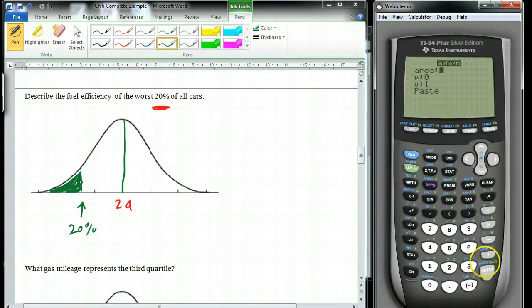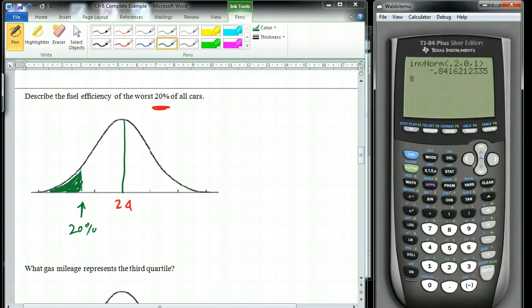Hit that. The area is 20%. Oh, sorry, you've got to do 0.2 because the total area is 1. That's really important. You'll get an error if you do more than 1. Okay, enter. And for those of you using the TI-83 calculator, you just punch this in and hit enter.